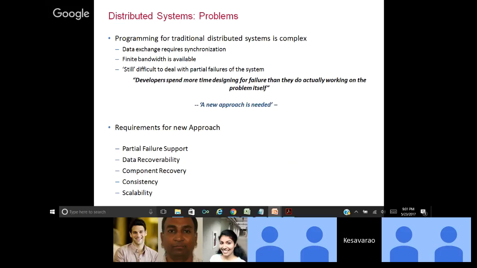So you have to take a new approach, right? You cannot just depend on what was designed all these years. The systems designed for different needs cannot satisfy the big data needs. So the new approach started. If you look at why we need a new approach, the requirements are: partial failure support, data recoverability, component recovery, consistency, scalability.